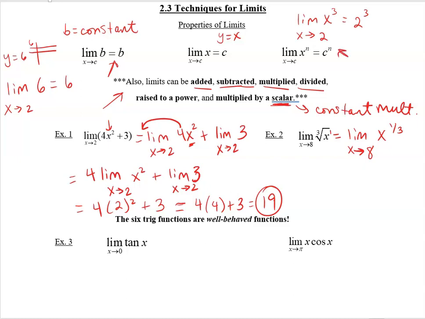So using this property, we can substitute that 8 right in and say, what is 8 to the 1/3 power? You can also say, what is the cube root of 8? And that is just 2. So the limit there is 2. Notice that really what we did on these two examples is we used what we call direct substitution.